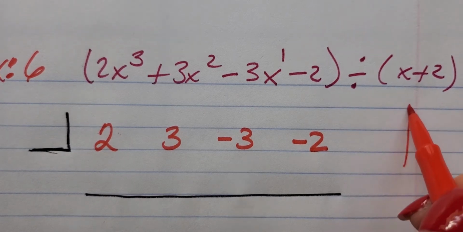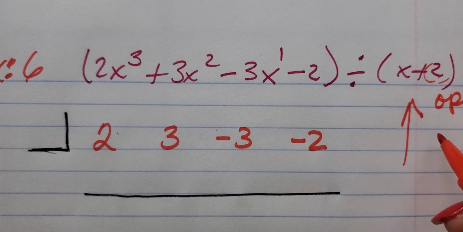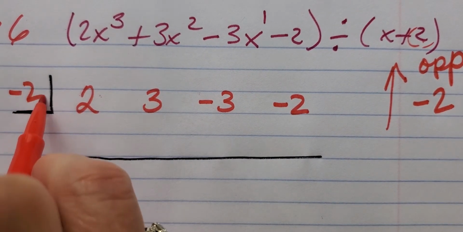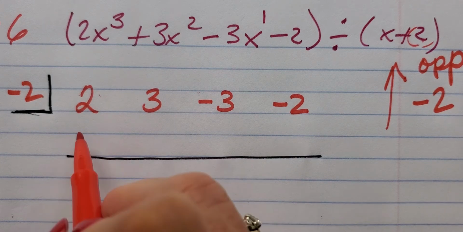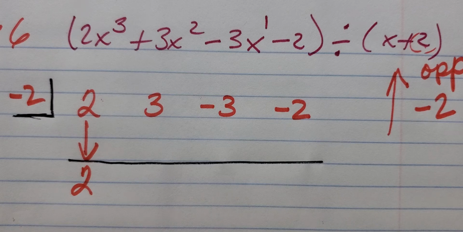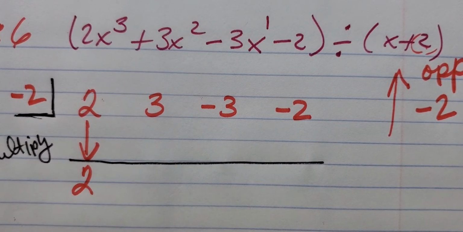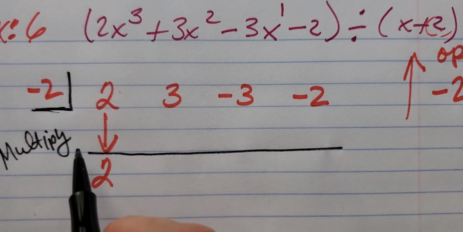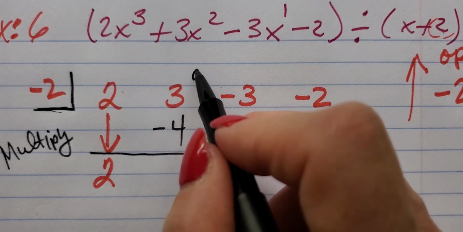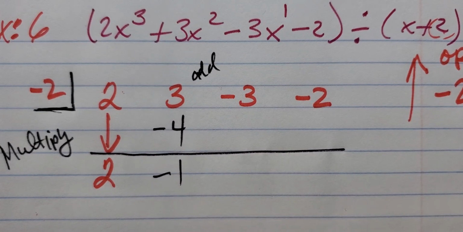Again, I'm going to go over here, and this is plus 2, but we want the opposite of that in my box. So I want -2, and I'm going to put -2 in my box. Then I'm going to bring this first number down, and I'm going to start to multiply again. So -2 times 2 is -4. I'm going to add these up, and that's going to give you -1.